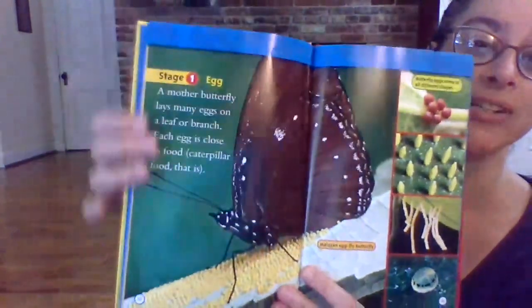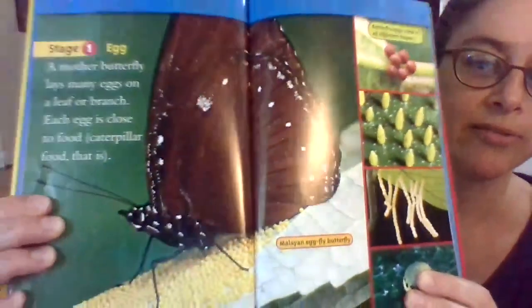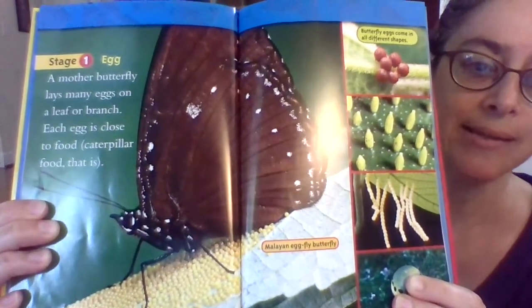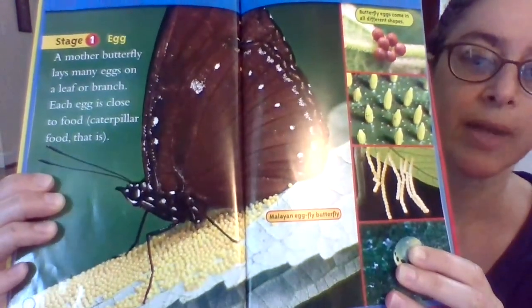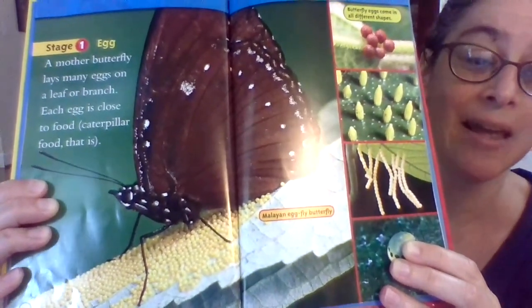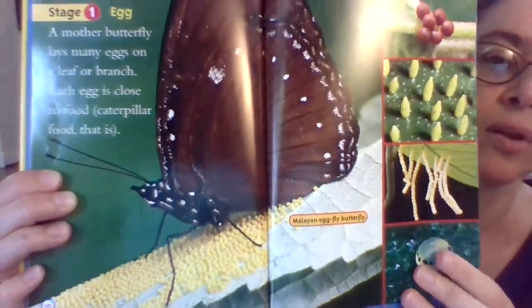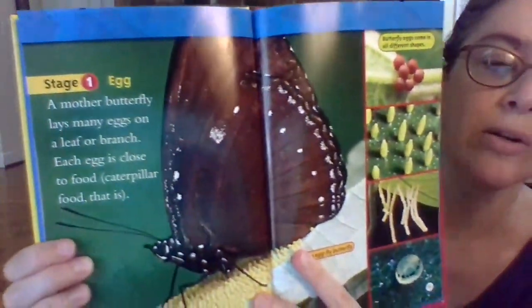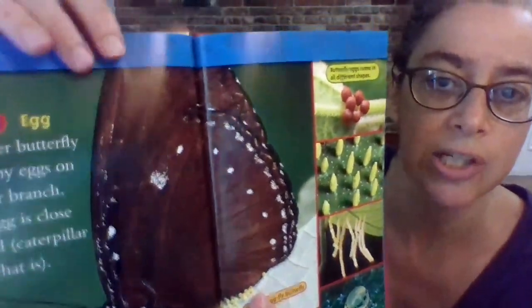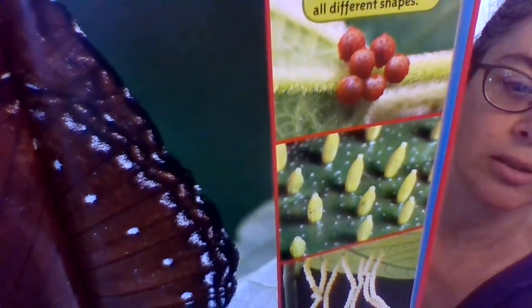Here is the first stage, the egg. A mother butterfly lays many eggs on a leaf or branch. Each egg is close to food, caterpillar food that is, and butterfly eggs come in all different shapes. Wow, let's look at these. I wonder if we could try to be these different shaped eggs. So the first one are little round eggs, aren't they? Round and small like a ball. Should we try those? Let's be little round eggs.